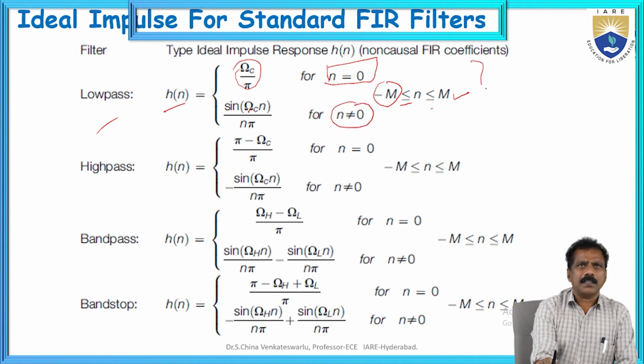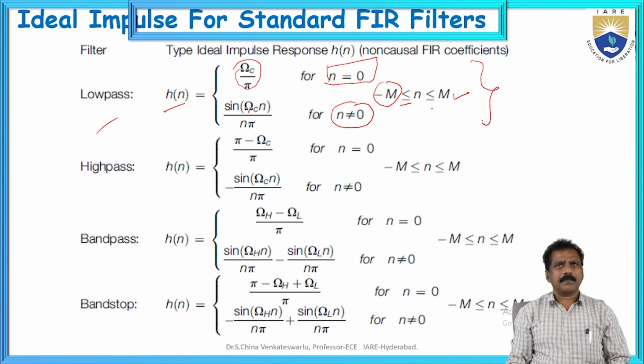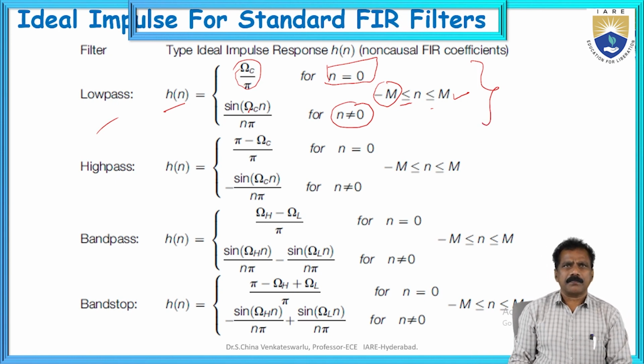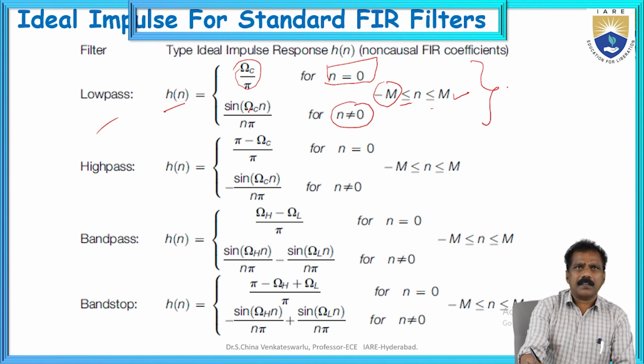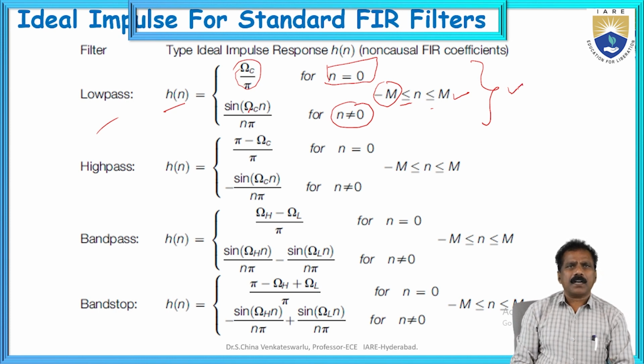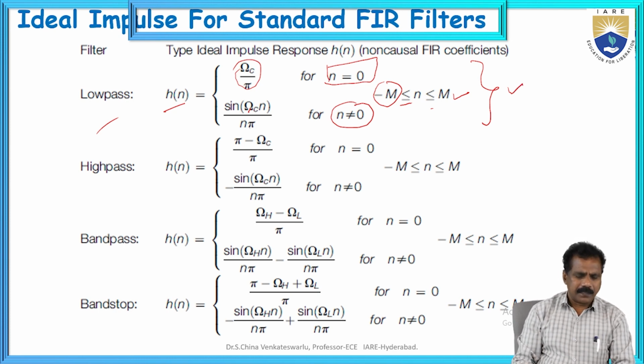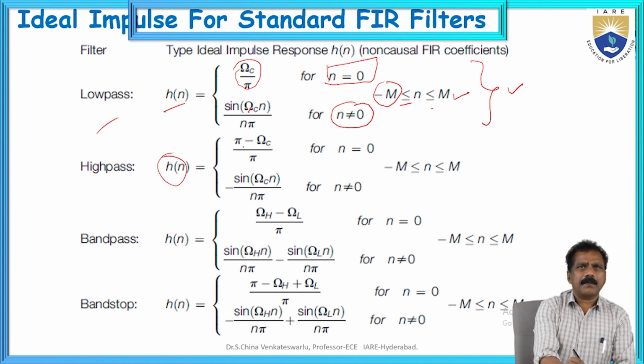If you are using this particular filter, the ideal impulse response for a standard finite impulse response filter, H of n, and the non-causal finite impulse response. If you are using the high pass filter, we have to consider all these H of n values. Coming to the high pass filter, the H of n value considered is (pi minus omega c) by pi for n equal to 0, and similarly sine of omega c n by pi n for n not equal to 0.